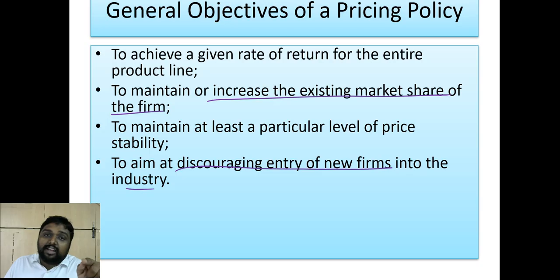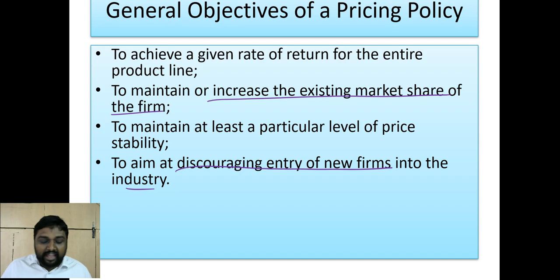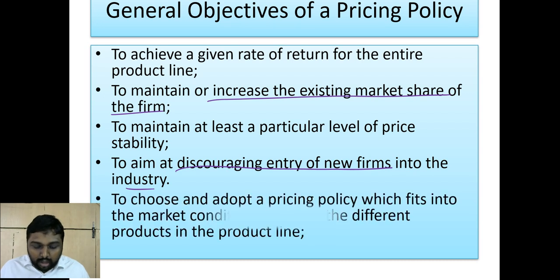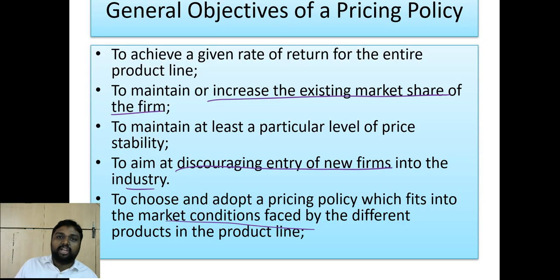They will give a low price. They will discourage the entry of new firms. The feature of this case is that you give a low price, so the new entrants will not feel like coming. Yes, this is according to the market condition of the product line. These are all the general objectives of a pricing policy. So obviously the first point will be to get a fair return on investment. Then it may be to increase the existing market share, to maintain price stability, or to discourage the entry of a new firm.